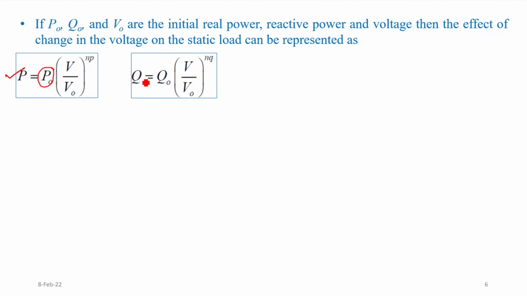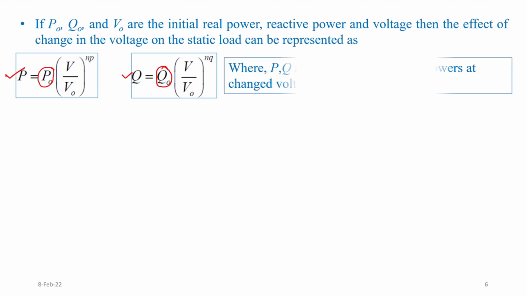And here reactive power can also be represented as the base reactive power Q naught, times V by V naught to the power NQ. NQ is also an exponent. P and Q are the real and reactive powers at the changed voltage. So these are the changed voltages. Therefore, the real and reactive power both take into account the voltage effect, right?